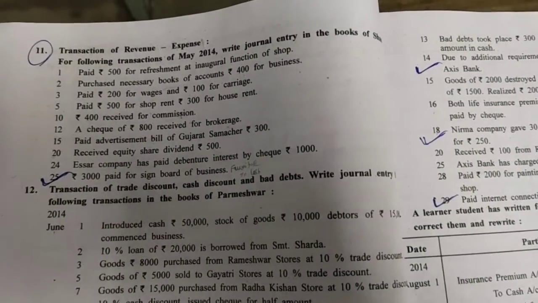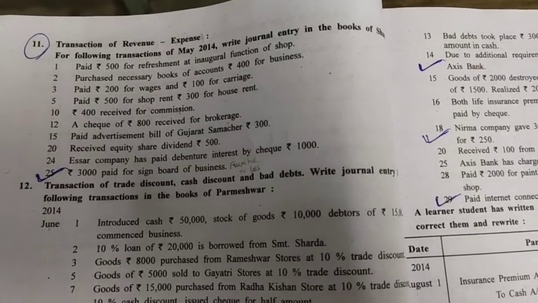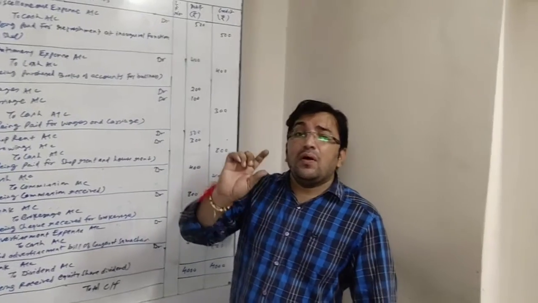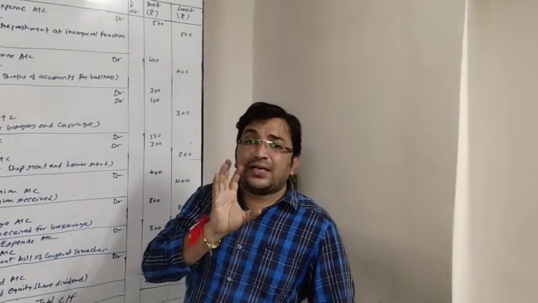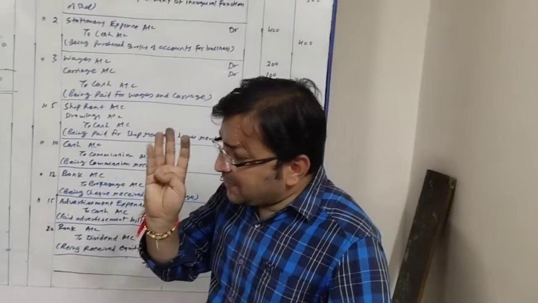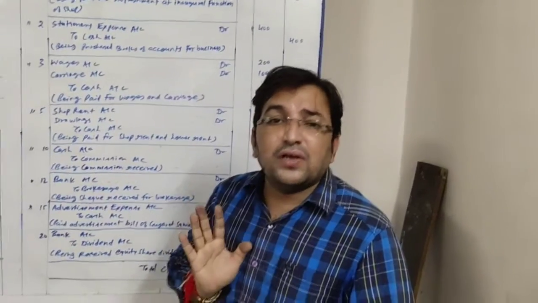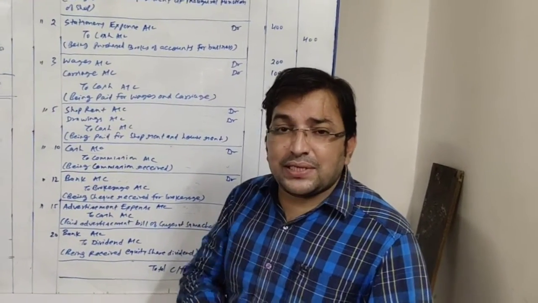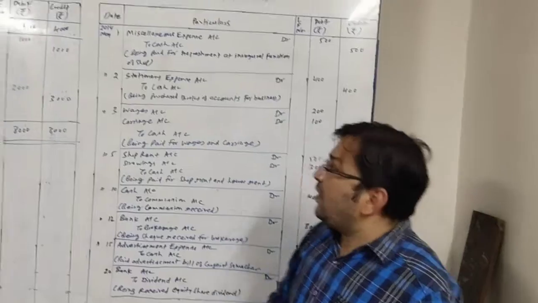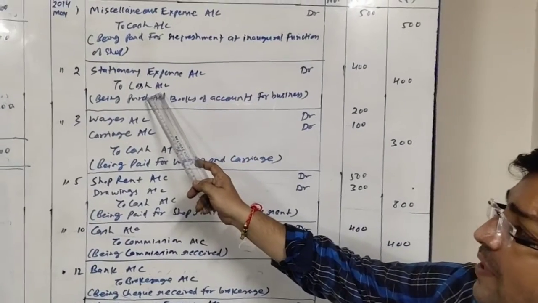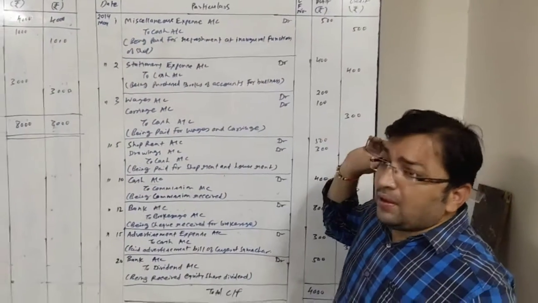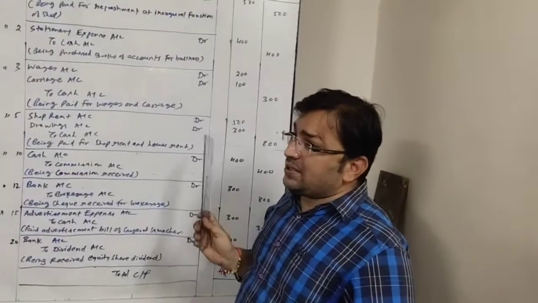Purchased necessary books of account rupees 400 for business. Here we have purchased books of account for business. So books of account, it is called stationery expense. So stationery expense account will be debited, and of course cash is going out, so cash account will be credited. It is not mentioned that cash paid, but we have to assume, when nothing is given, that the transaction is cash. So the entry will be stationery expense account debit to cash account rupees 400, being purchased books of account for business. Okay, let's move to transaction number 3.